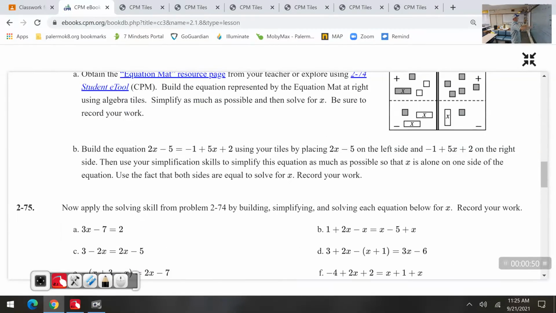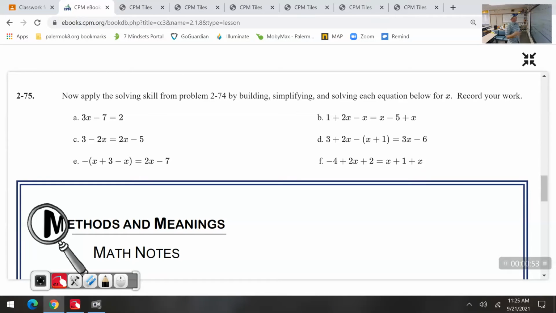Scroll down to 2-75. It says, now apply the solving skills that you talked about in 2-74 in our previous lesson in building, simplifying, and solving the equations for x. Be sure to record your work. So one thing you could do right away is in your tables, you'll notice that you have these columns and rows. Here's the left, here's the right, and here is the explanation.